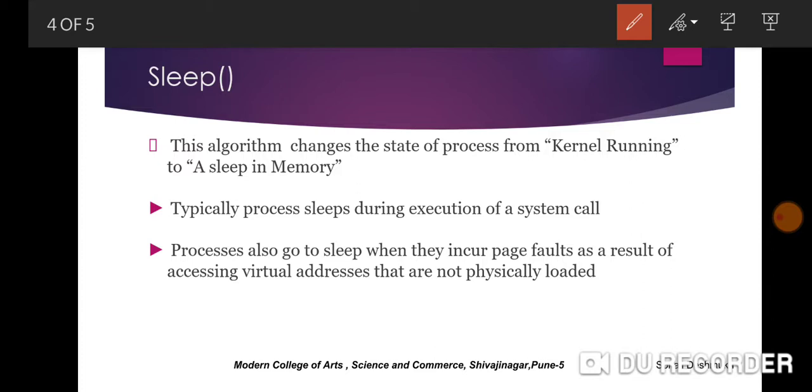Before that, a particular process has its own life cycle, and we know that if this algorithm is called, then it changes the state of the process from kernel running, that is state number 2, to state number 4, asleep in memory, right? Typically a process sleeps during execution of a system call, or we can say if there is a page fault, then also our process sleeps, right?